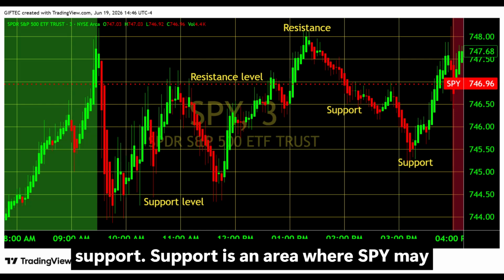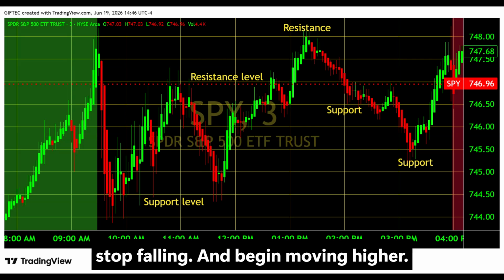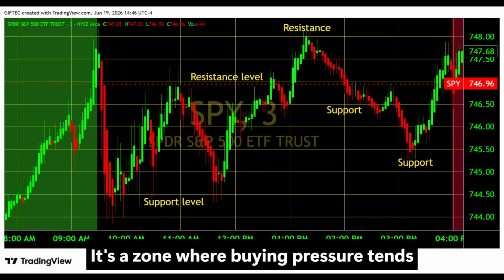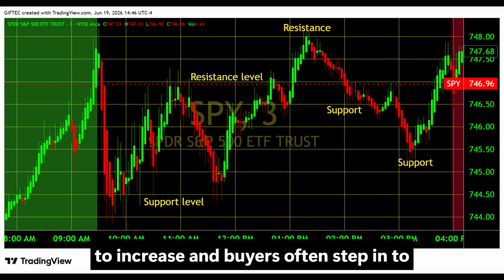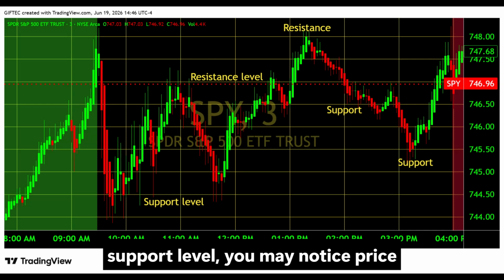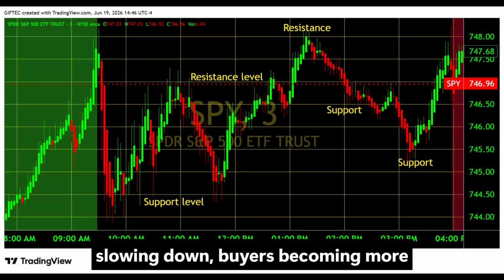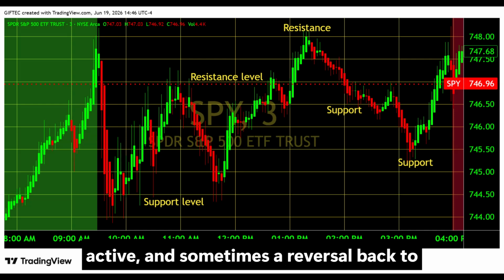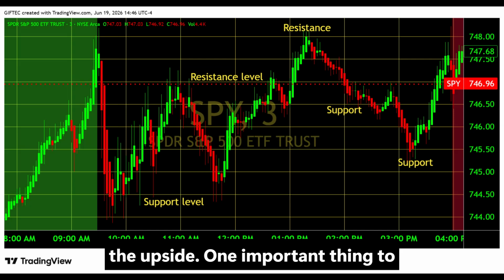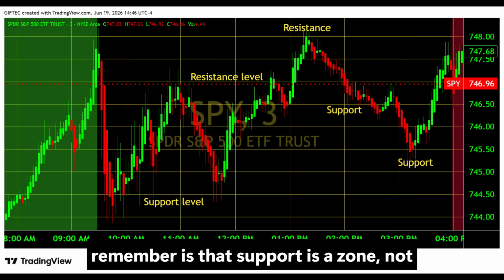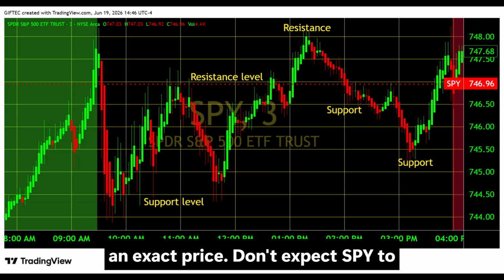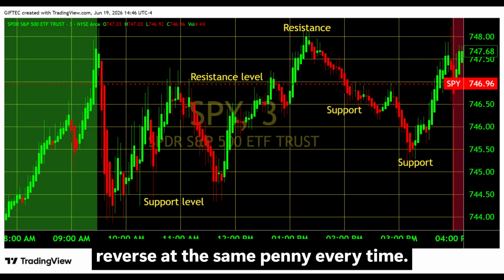Let's start with support. Support is an area where SPY may stop falling and begin moving higher. It's a zone where buying pressure tends to increase, and buyers often step in to defend the price. As SPY approaches a support level, you may notice price slowing down, buyers becoming more active, and sometimes a reversal back to the upside. One important thing to remember is that support is a zone, not an exact price. Don't expect SPY to reverse at the same penny every time.